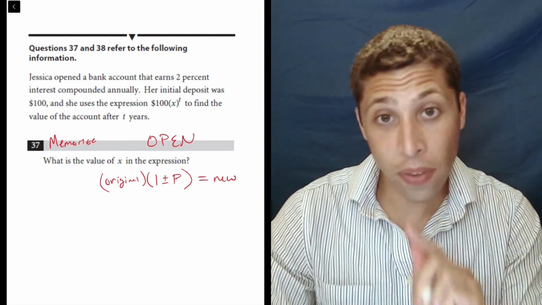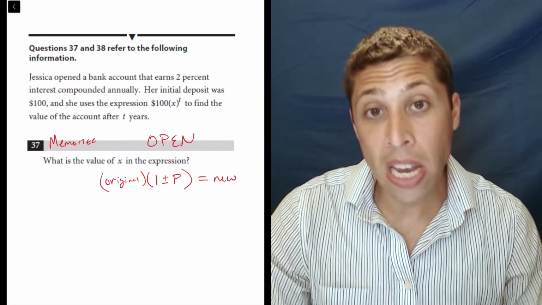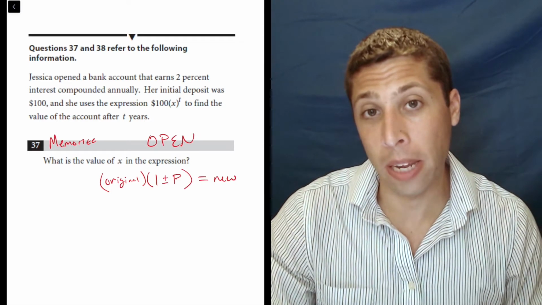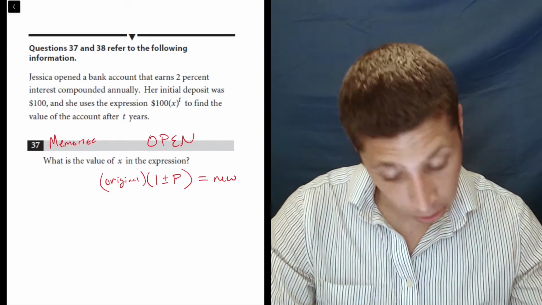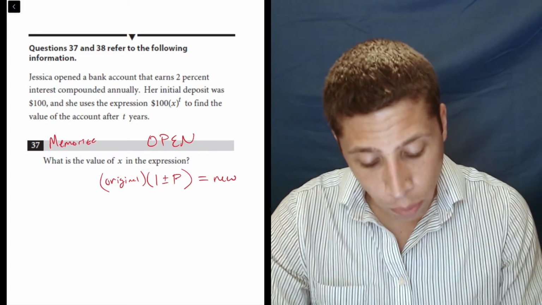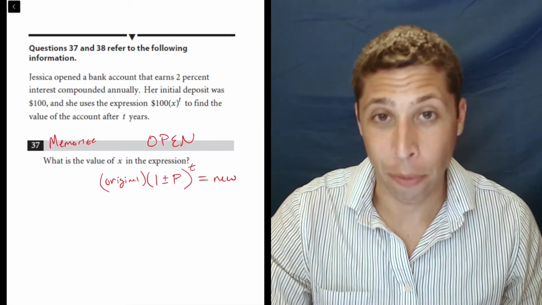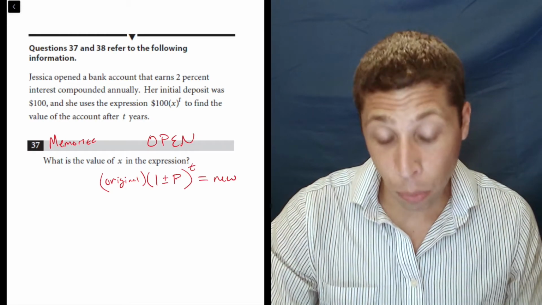Now, specifically, when we have an exponential equation, we're going to have another piece that gets added on to this, because it's not just that we're taking the percentage once, we're taking it again and again and again every year, I guess, in this case. And so all we got to do is add a t to the top of the percentage, and now we're good. Now we have an exponential equation. And it's going to match up with what they kind of gave us already.